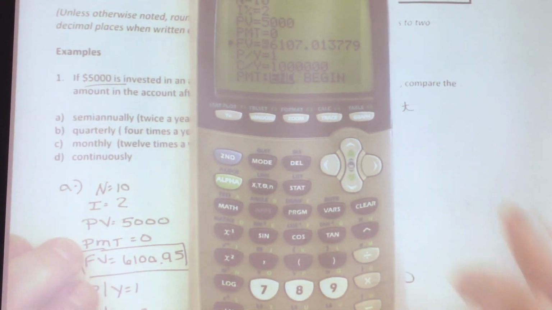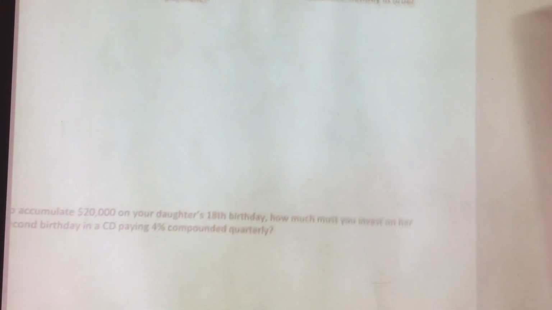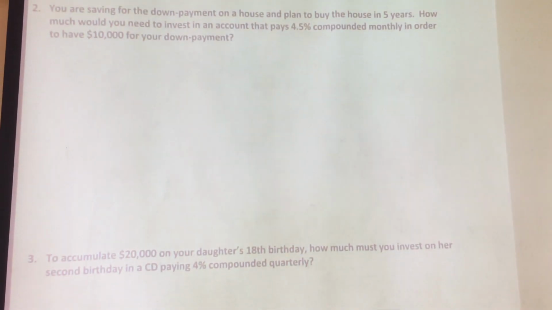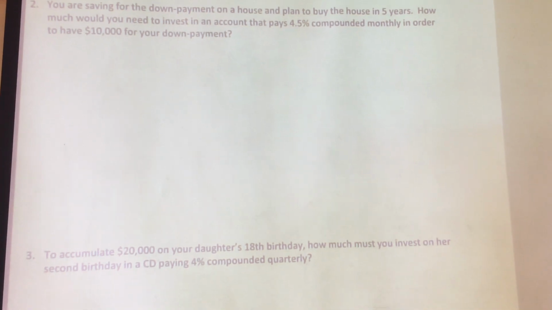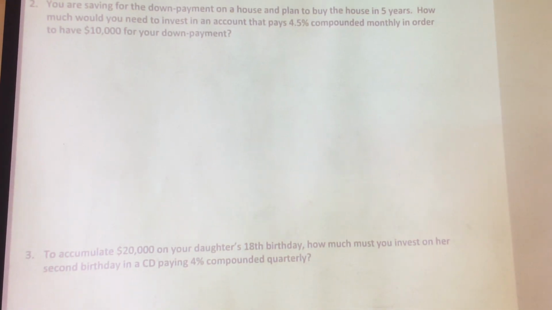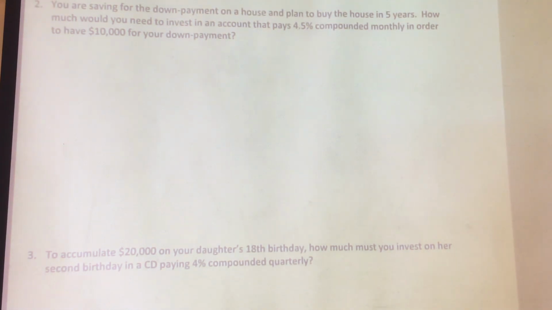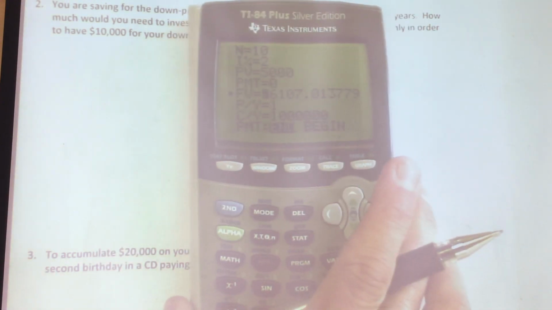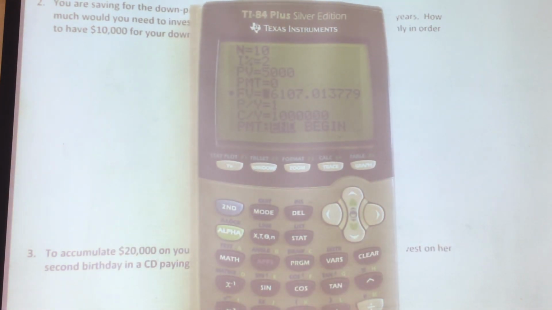Okay, so now let's move on to number 2. Number 2, you are saving for a down payment on a house and plan to buy the house in 5 years. How much would you need to invest in an account that pays 4.5% compounded monthly in order to have $10,000 for your down payment?